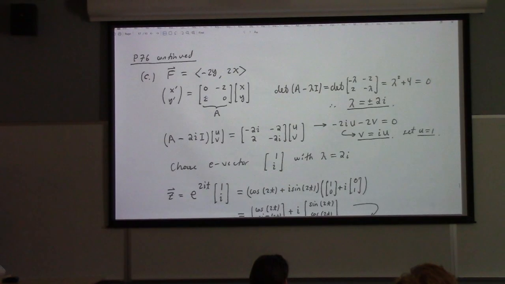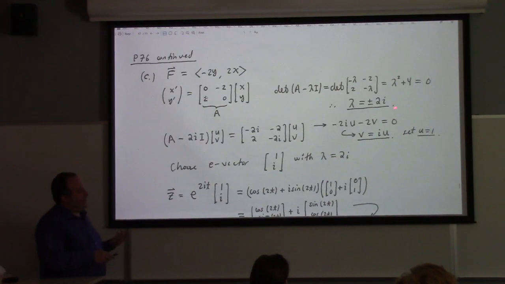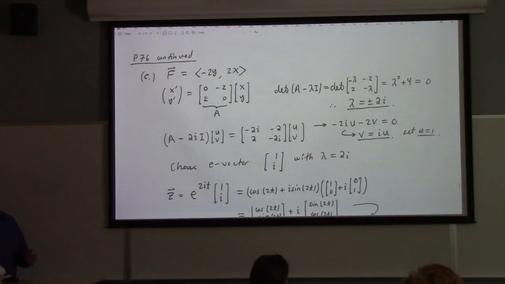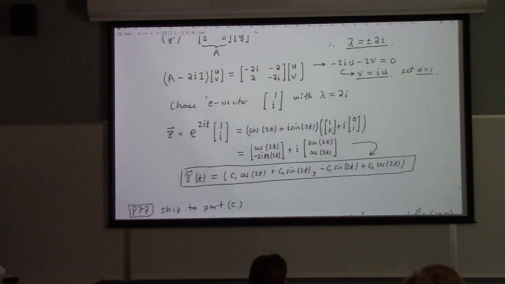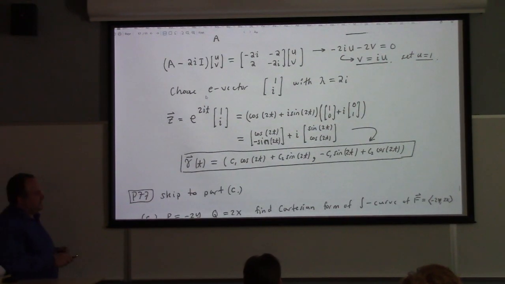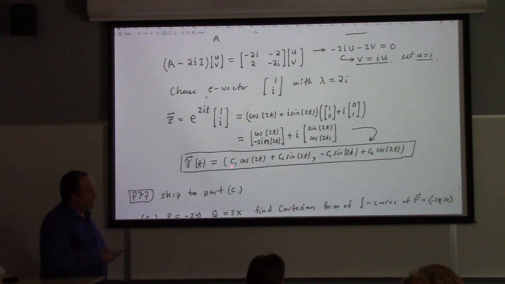Now on to part C. So part C, same song and dance, but this time we have an eigenvalue which is imaginary. So we find a complex eigenvector for i that gives us a complex eigensolution, of which we then take the real and the imaginary parts to construct our parameterization of the integral curve.